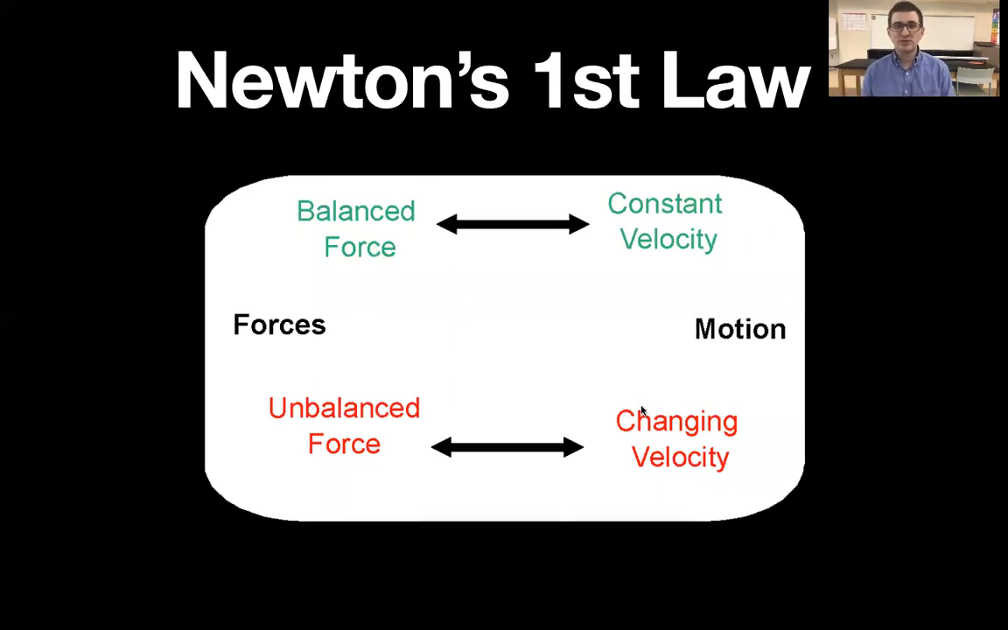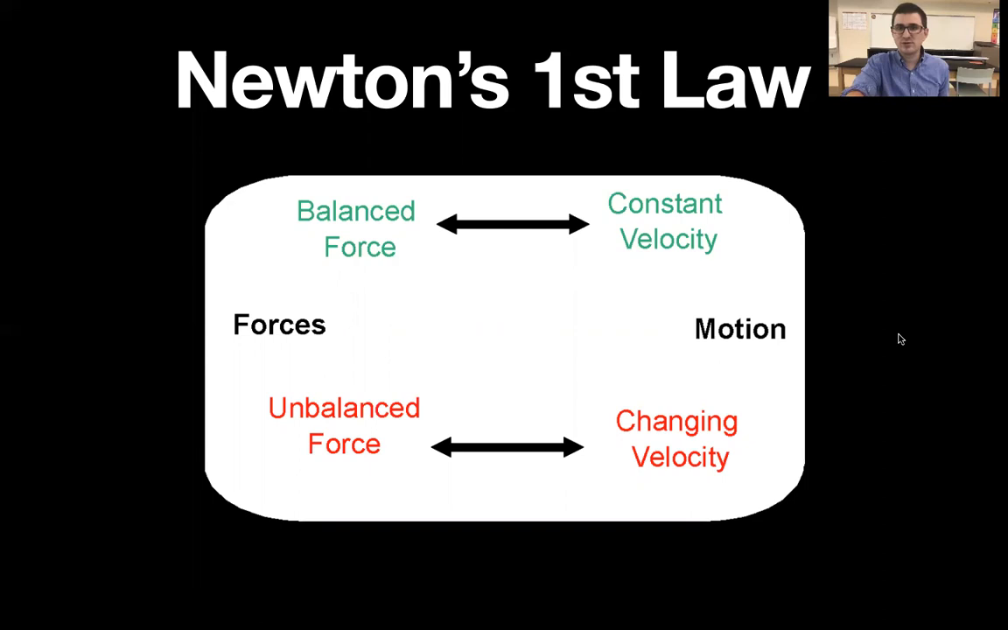Here's a way that you can visualize this. If the forces are balanced, which is a fancy way of saying that the net force is zero, meaning all the upward forces equal all the downward forces, or left and right, then it's going to move with a constant velocity, either stationary or just coasting along. If the forces are unbalanced, maybe more to the right than to the left, then it's going to have a changing velocity. It's going to experience an acceleration.